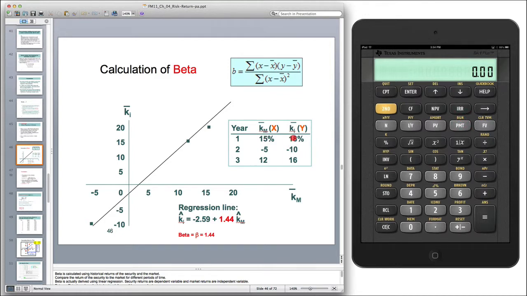So we have three sets of returns here for 3 years. The returns on the market for year 1, year 2, and year 3 are 15%, -5%, and 12% respectively. The return on the security for those 3 years is 18%, -10%, and 16%. It's important to keep in mind that the dependent variable is the return on the security, because the return on the security, according to the basic tenets of the CAPM, the capital asset pricing model, is a function of the return on the market. So that is the y variable, and the return on the market is the x variable.